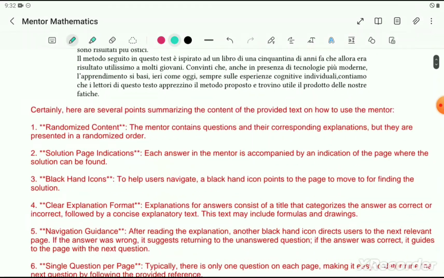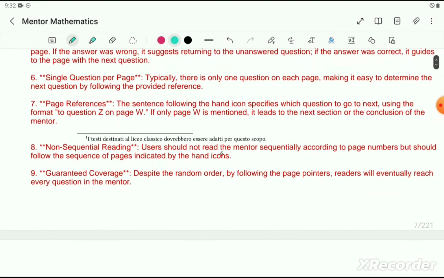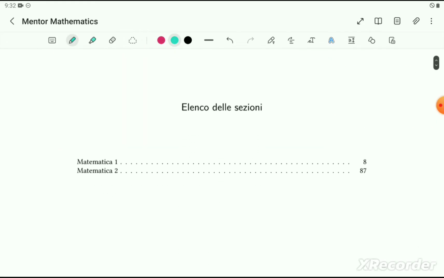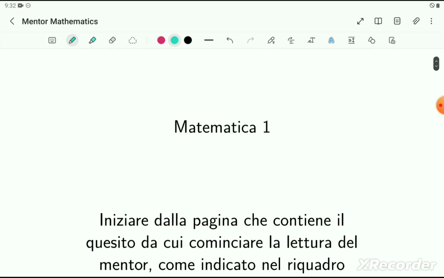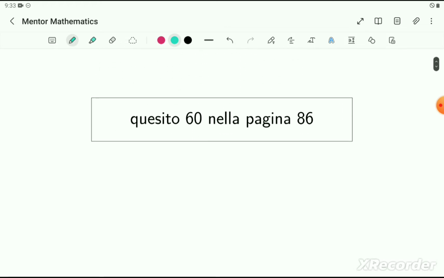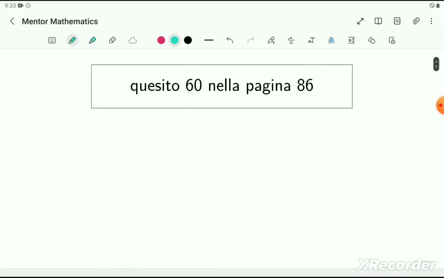Okay, and these are some explanations of how these PDFs actually work. I will not go into details, but you can just read them and you can understand. Okay, so I just translated it for you. However, this is part 1, Mathematica 1. This PDF is actually divided into 2 parts. So this is the first part, and we'll solve 60 problems out of 86 problems.